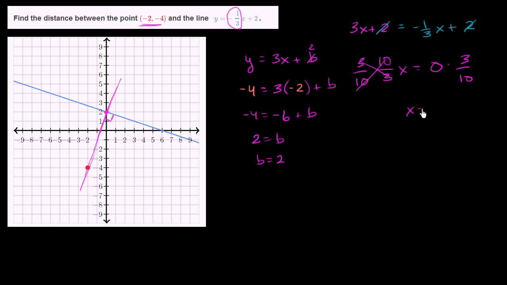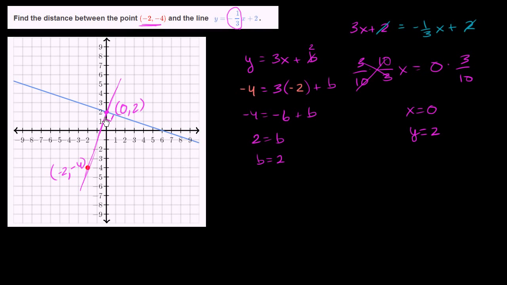you get x is equal to 0. So these two lines intersect when x is equal to 0. For both of them, when x is equal to 0, y is equal to 2. But you could have eyeballed it here. You could have seen that both of their y-intercepts, which happen when x is equal to 0, y is equal to 2. So this point right over here is the point 0, 2. We already know that this point right over here is the point -2 comma -4. And now we just need to find the distance between these two points.